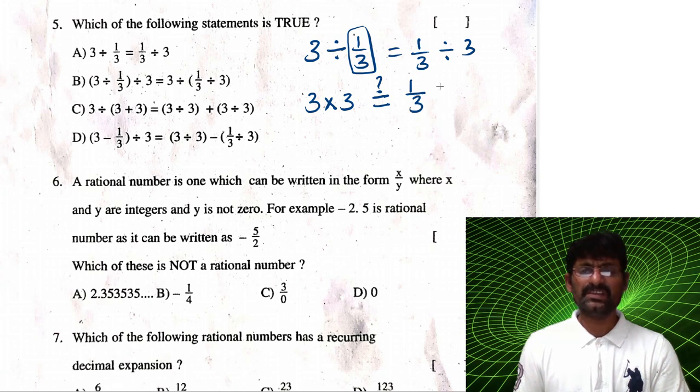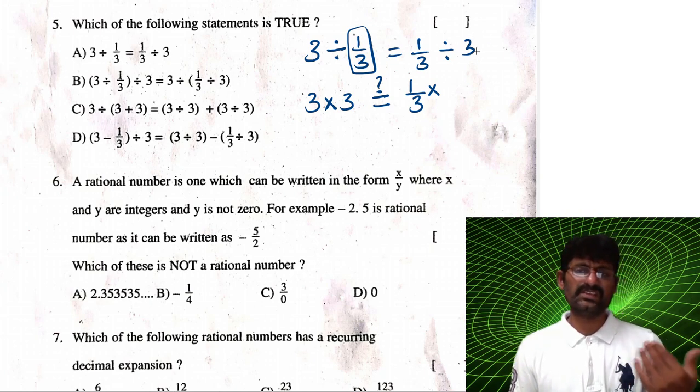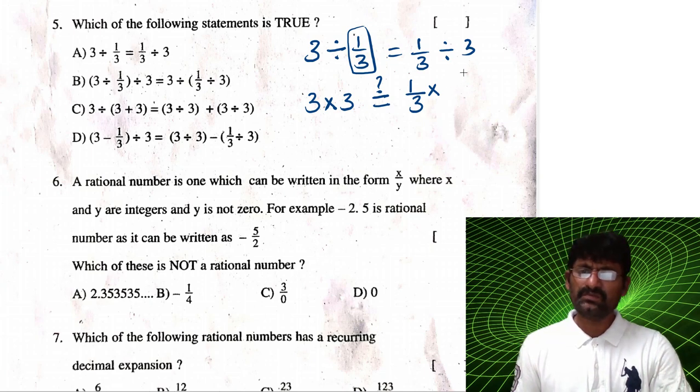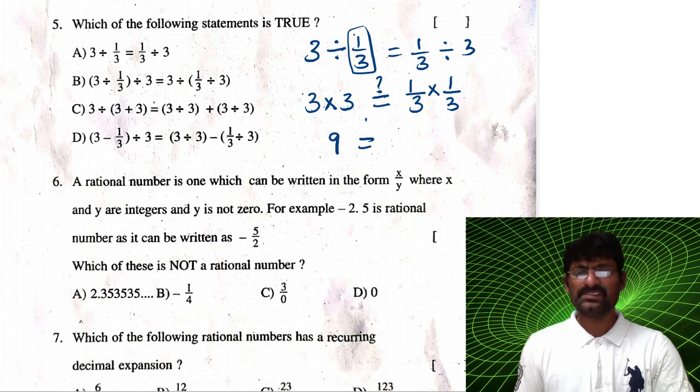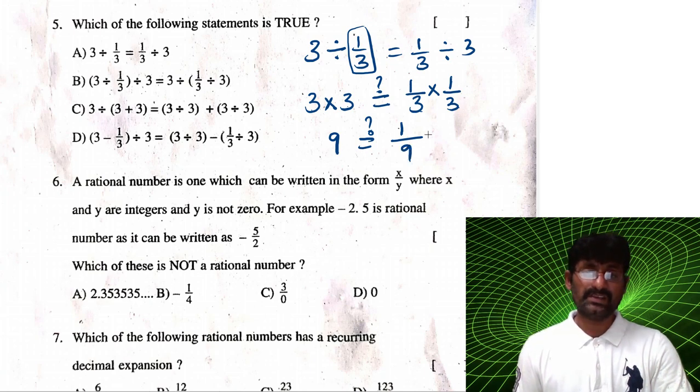Let us check. 1 by 3, instead of divided by, if you write times, then we need to take the reciprocal of 3. Reciprocal of 3 is 1 by 3. Now let us check these two are equal or not. 3 times 3 is 9. Whether this is equal to 1 into 1, 1, divided by 3 into 3, 9. Is 9 equal to 1 by 9? Is it correct? No, this is not true. So option A is not correct.